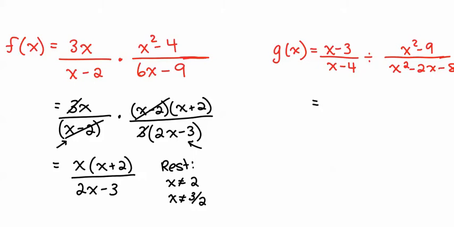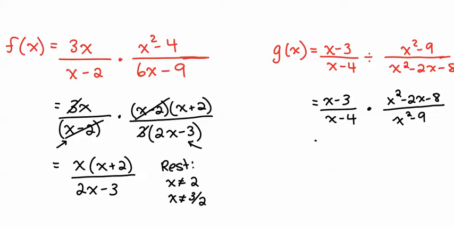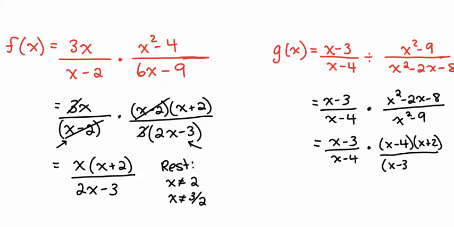Okay, the division one, x minus 3 over x minus 4. I'm going to change my division to a multiply, and then I'm going to flip the second fraction. Let's do that at the start. And then I'm going to see if I can factor anything. So the top is a simple trinomial, so I'm looking for two numbers that multiply to -8 and add to -2. So that works. The bottom is a difference of squares, so x minus 3, x plus 3.